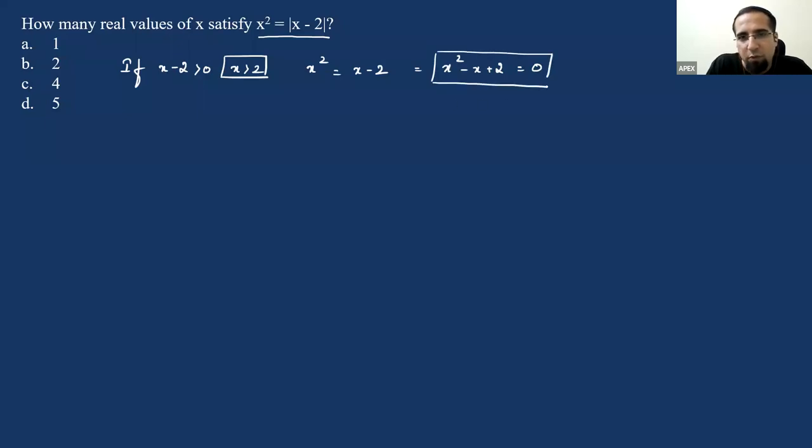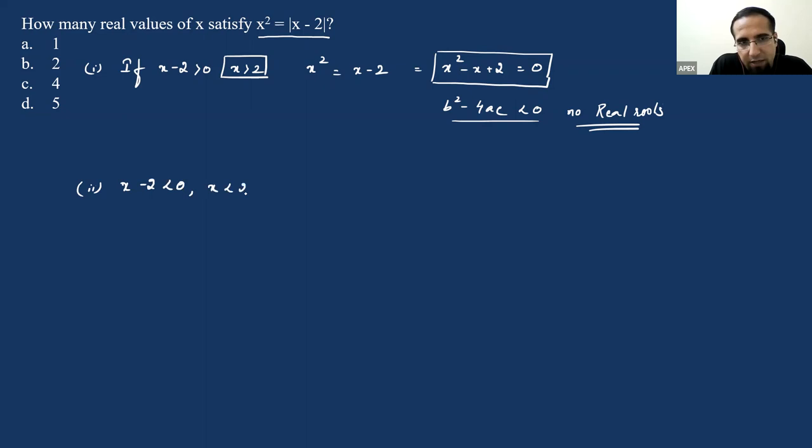Now, if I observe, b squared minus 4ac here is negative. I repeat, b squared minus 4ac is less than 0. So therefore, this part will have no real roots. Now, this case one is done. Now, let's go to case two. Case two says if x minus 2 is less than 0, or we have x is less than 2.